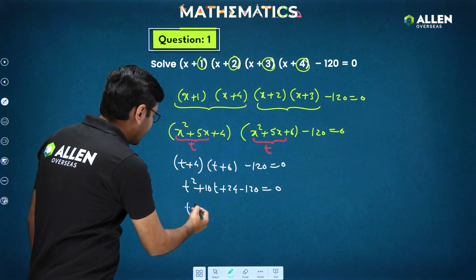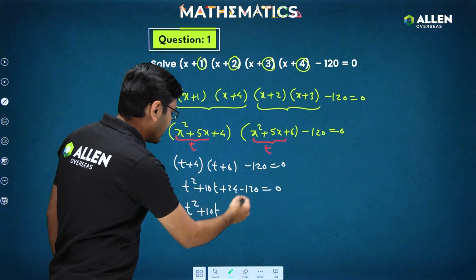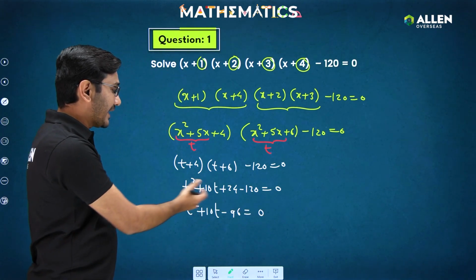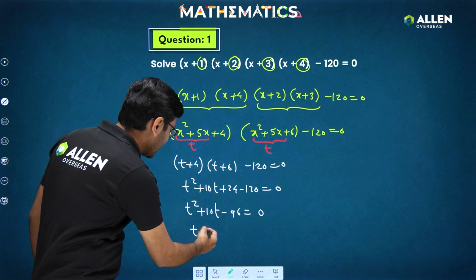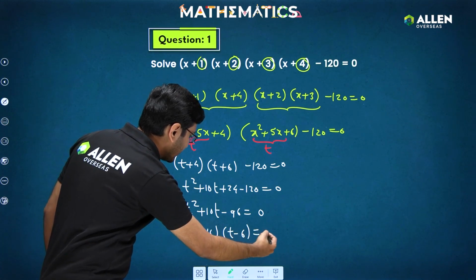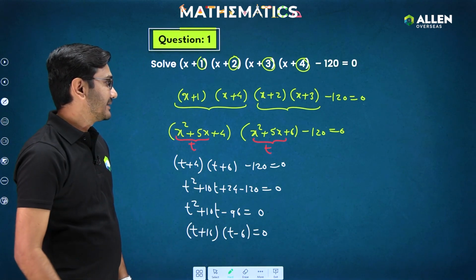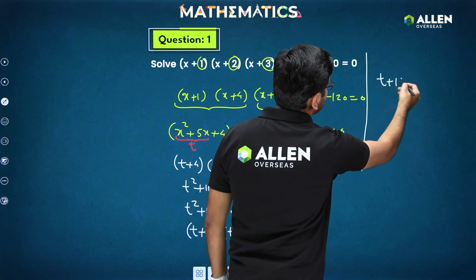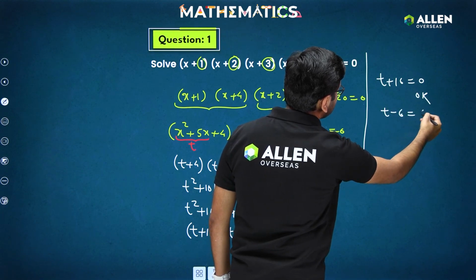So you are finally getting here t square plus 10t, and 24 minus 120 will be minus 96, equal to 0. So what are its factors? If you just imagine, you will come to know that the factors will be t plus 16 and t minus 6. Now the product of these two factors is 0, which means t plus 16 will be 0 or t minus 6 will be 0. So let's solve this here.